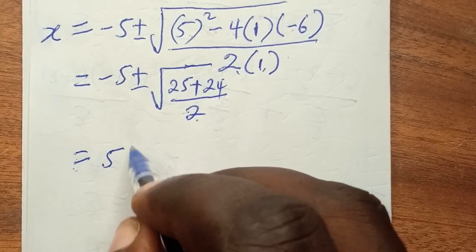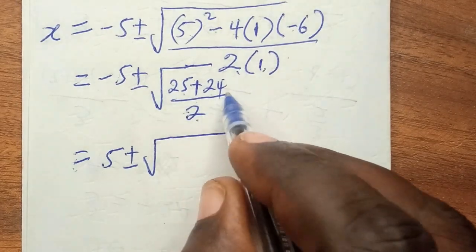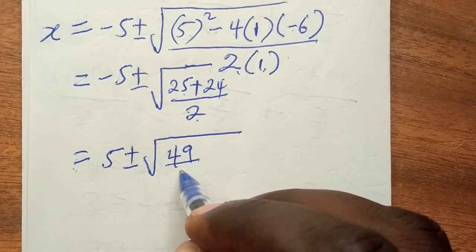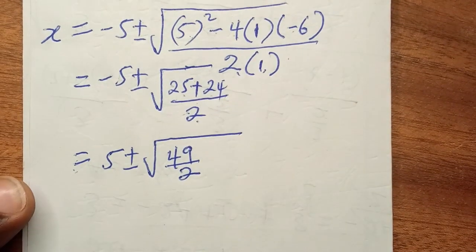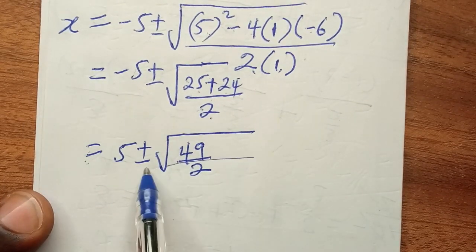5 again, plus or minus square root. So 25 plus 24 is going to be 49. 49 divided by 2. You remember that the square root only affects the one that is up.